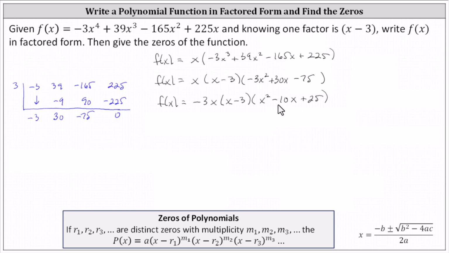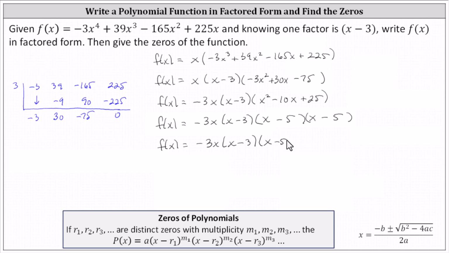And now let's factor x squared minus 10x plus 25. If it does factor, it will factor into two binomial factors. The factors of x squared are x and x. Now we want the factors of 25 that add to negative 10, which are negative 5 and negative 5, giving us two factors of x minus 5. Because we have two factors of x minus 5, let's write this as the square of x minus 5. The factored form of the polynomial function is f of x equals negative 3x times the quantity x minus 3 times the square of x minus 5.